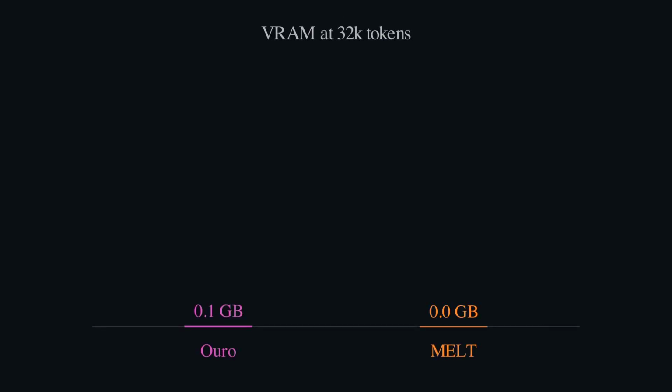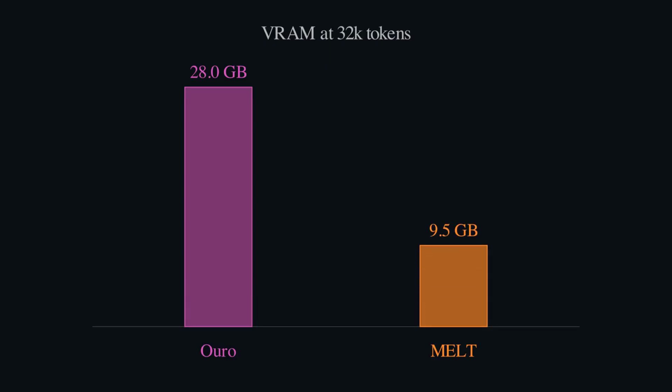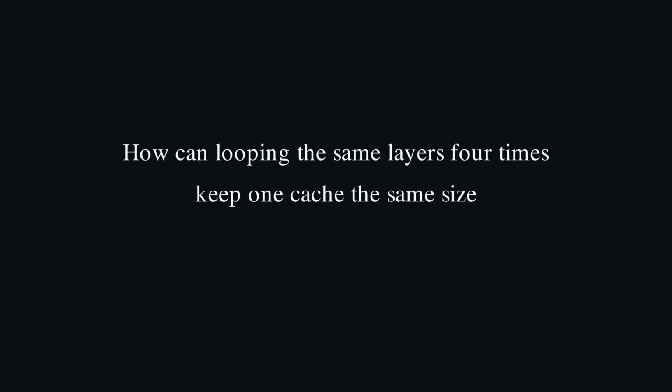Reasoning models pay a hidden tax. Every extra step of thinking triples your memory. On a 32,000 token generation, Ouro burns about 28 gigabytes of VRAM. MELT does the same iterative reasoning in under 10. How can a model loop its layers 4 times and somehow keep one cache the same size as a model that never loops at all?